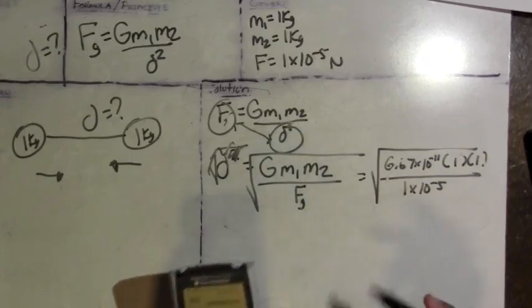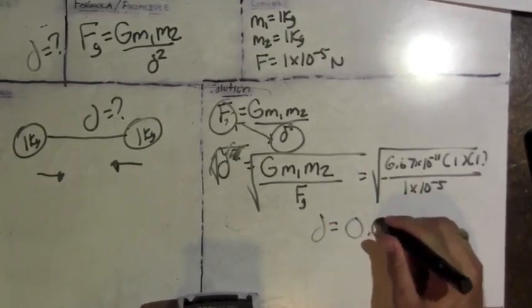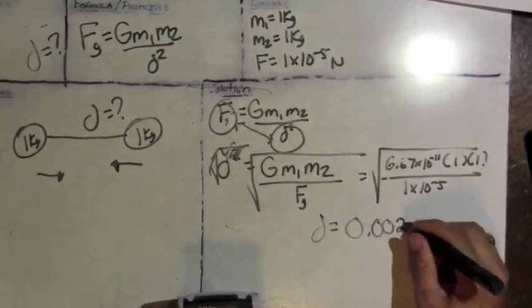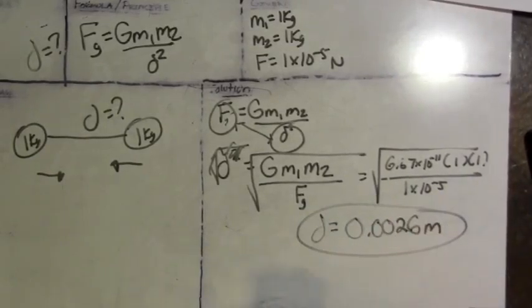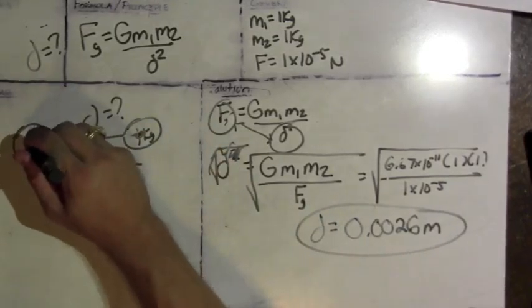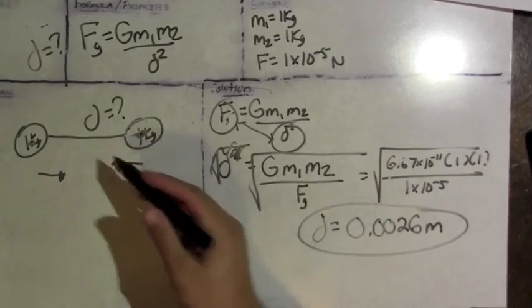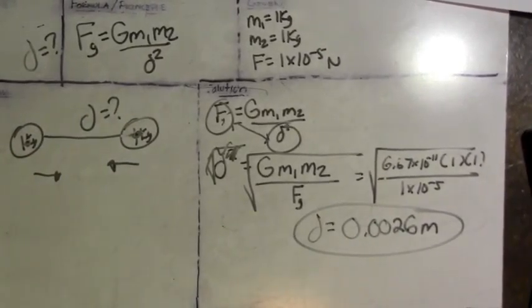And when I do that, I get a value of 0.0026 meters, which is about 2.6 millimeters as far as the distance between them, which is not entirely possible because this is actually the center to center distance, and assuming that the spheres have any sort of shape at all, it's going to be almost impossible for that to occur.